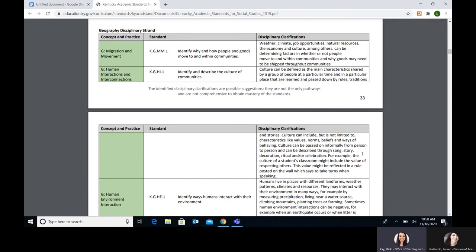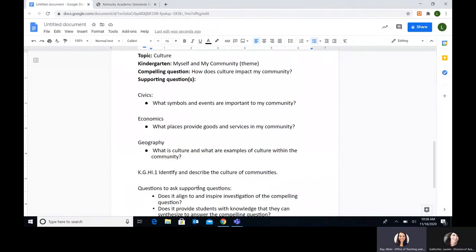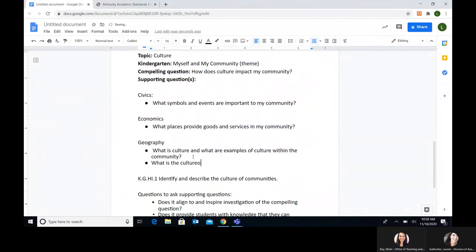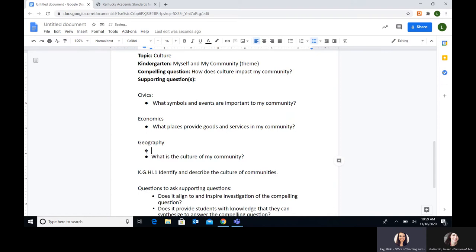Okay, so that's a good entry point. I like where it says, for example, the culture of a student's classroom might include the value of respecting others. Value might be reflected in a rule. Because before we were saying, what is culture in general? So we were looking for that definition. And clearly, they would have to know that definition to be able to answer that second question. But then they would also have to have conversations around the cultural values and beliefs and the climate within their school, within their community. So to me, the second question does a better job of encompassing both parts of that standard.